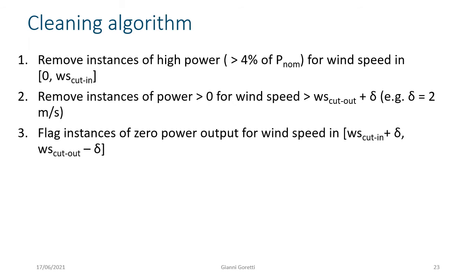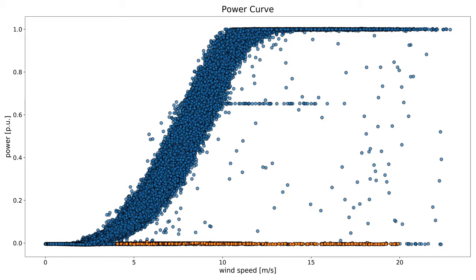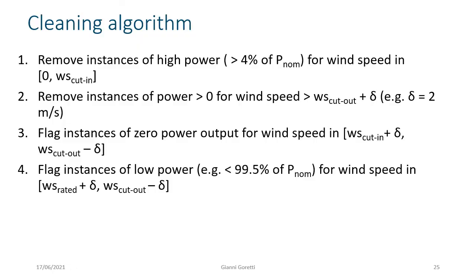Third step, the instances of zero power output for wind speeds that are between the cut-in wind speed and the cut-out wind speed, plus or minus a certain delta, get flagged. So they're flagged as anomalous, and these will be highlighted here in orange. You can see that between the cut-in plus a certain delta wind speed and the cut-out wind speed, instances of zero power output are flagged as anomalous.